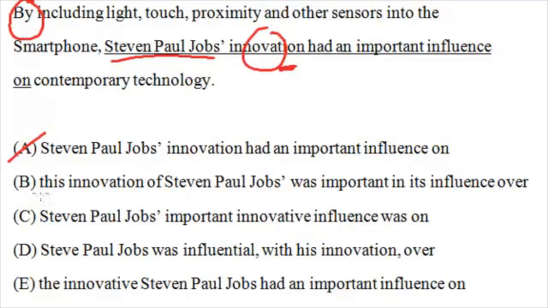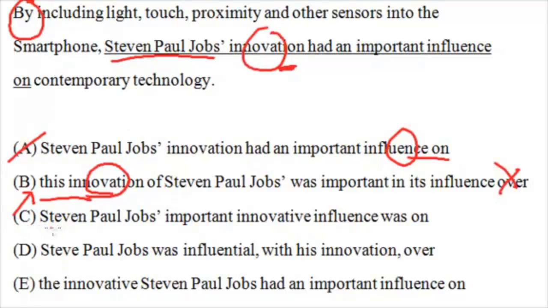B says, "this innovation of Steve Jobs was important in its influence over." Well, this is all kinds of wrong, right? First of all, the idiom is influence on, not over. And this one, again, the subject is innovation. Well, specifically this innovation. They're using this demonstrative noun, this, as the subject, right? So by including all this stuff, this did this, which is wrong. Okay.